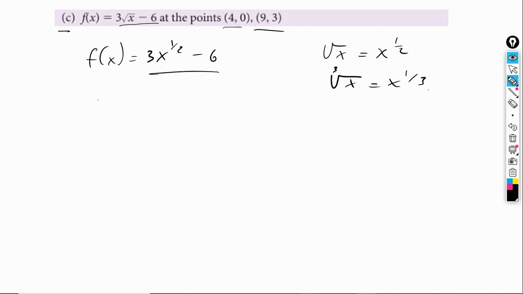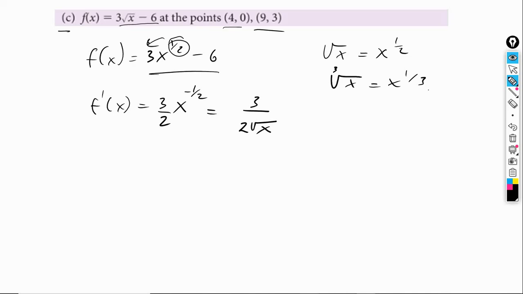Okay, so the derivative of that we can find simply by applying the power rule. So send this to multiply and subtract 1. So we're going to get 3/2 x to the power of negative 1/2. Why? Because 1/2 minus 1 is negative 1/2. So notice that this is the same as 3 over 2 times square root of x.